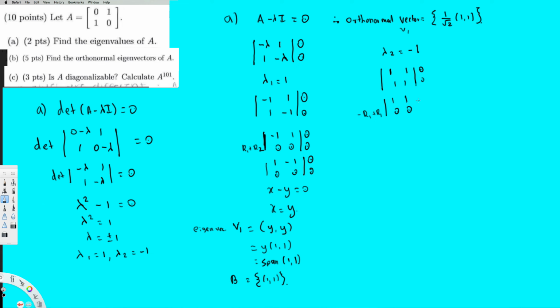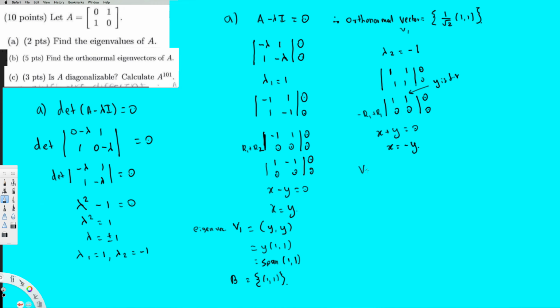So this one becomes 0, 0, 0, 0, and we know y is the free variable because this column doesn't have a pivot. Therefore, this is a free variable. So I have to write everything in terms of the free variable. So the equation is going to be x plus y is equal to 0. Therefore, x is going to be equal to minus y.